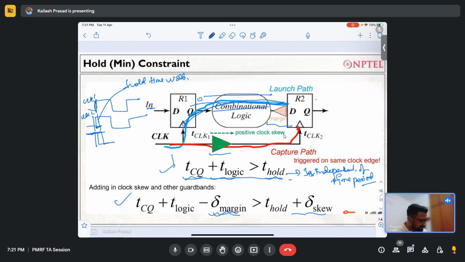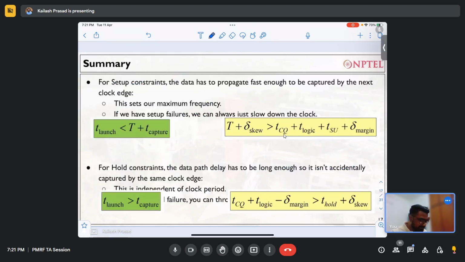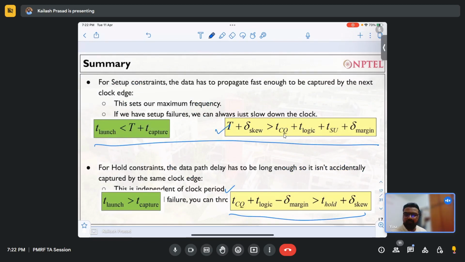Wonderful. If there are no questions, then this is just a summary of whatever I have said. So this is the equation for the setup time. This is the equation for the hold time.